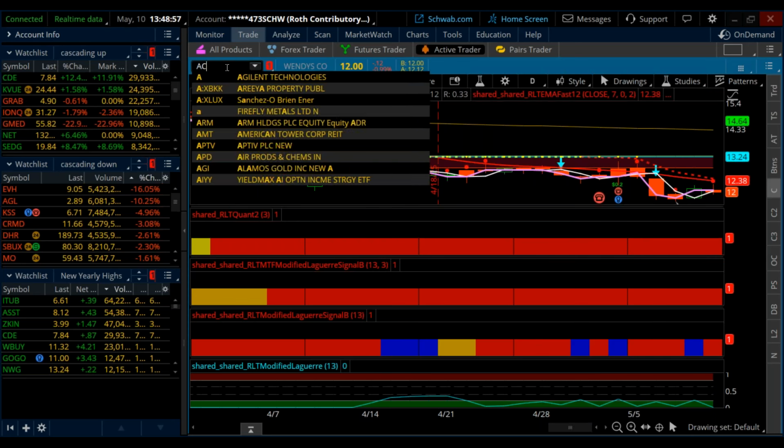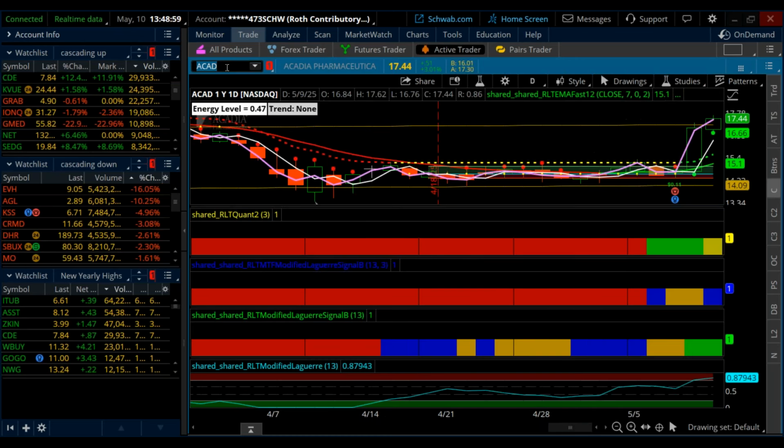Let's look at ACAD. Is ACAD a good long setup? Well, it is. We knew we had a good Heiken-Ashi reversal on it, but what I'm confirming here is the multi-time frame momentum is blue, which means bullish. It just went from yellow to blue. Current time frame is blue. Institutions are buying ACAD. That makes it a good trade for me.